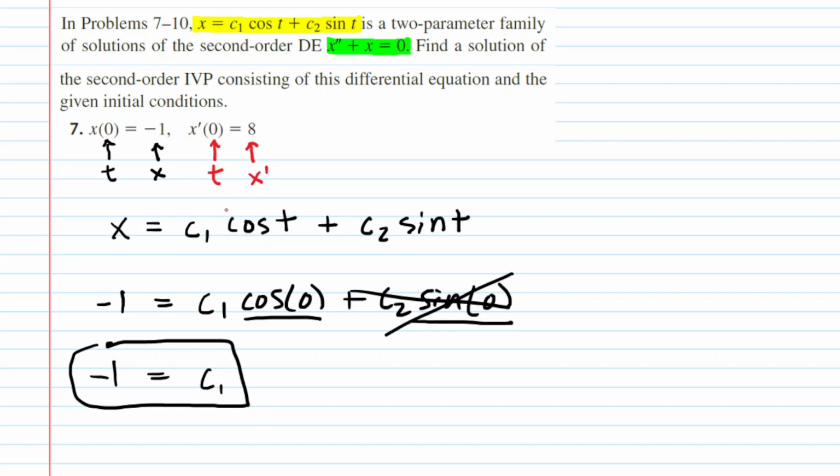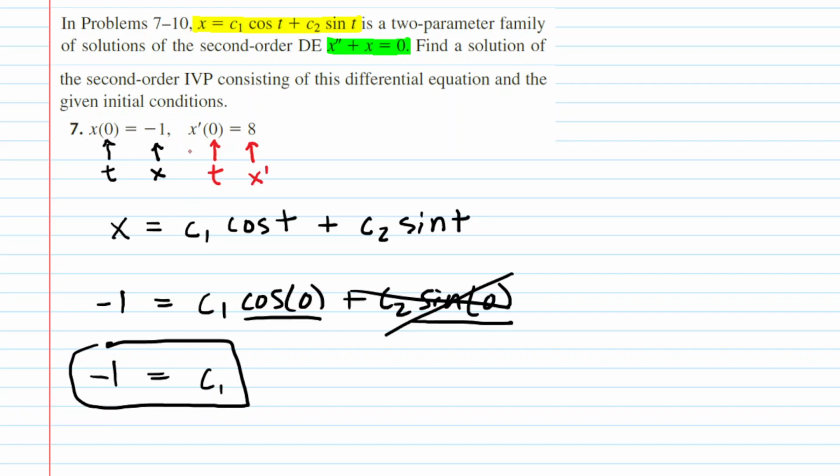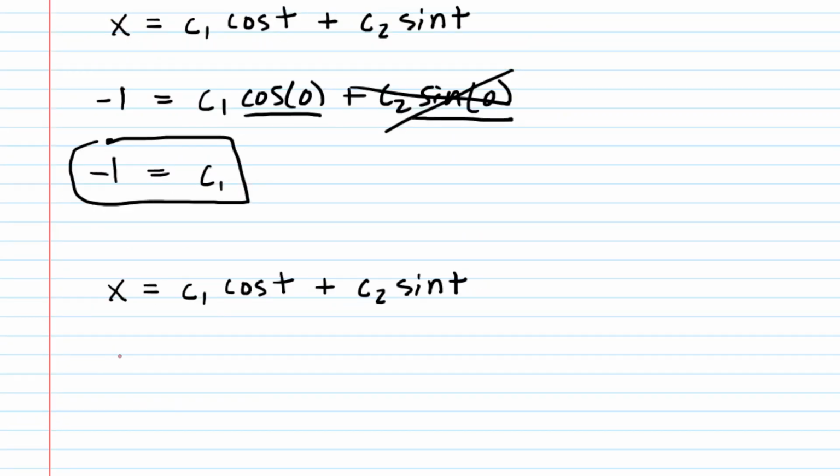So this means we're going to have to take our solution and we're going to have to differentiate it with respect to time. So let's come down here below and do that. So here we go, we're differentiating. We all know that the derivative of cosine of t is negative sine t. So this gives us negative c1 times sine of t. And the derivative of sine of t is cosine of t. So we have plus c2 times the cosine of t.